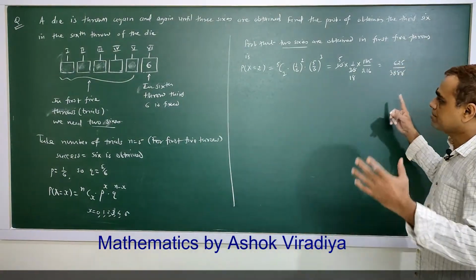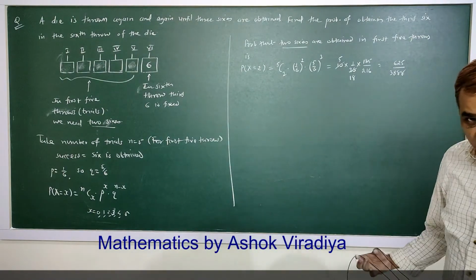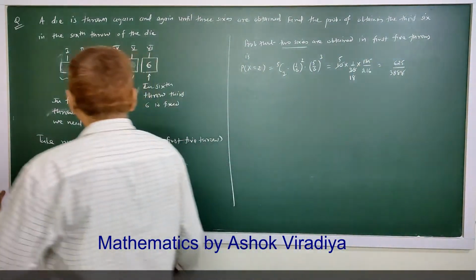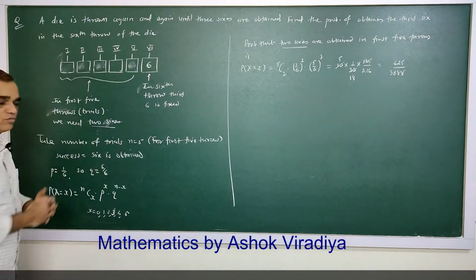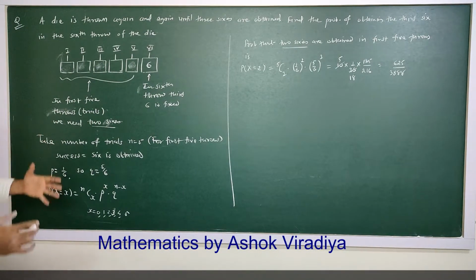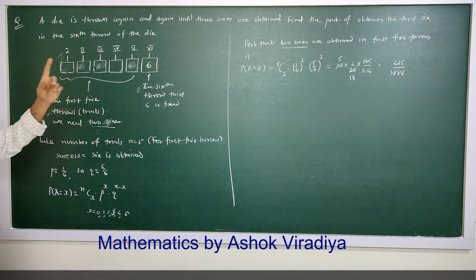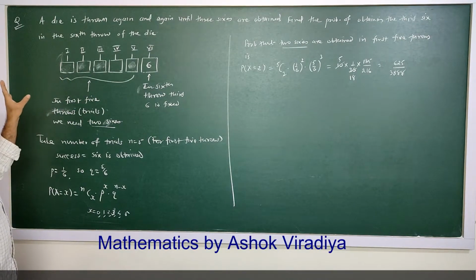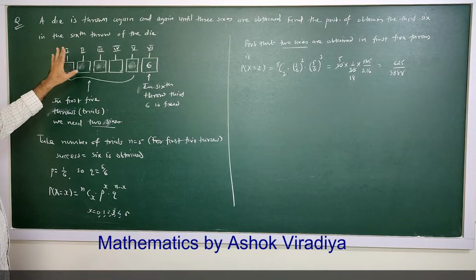So this is the probability of 2 successes in the first 5 throws. Now in this question, what is the probability that the third 6 is obtained in the 6th throw?